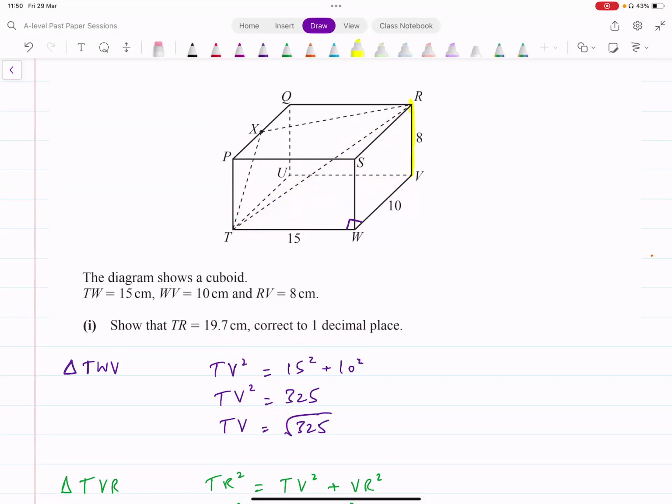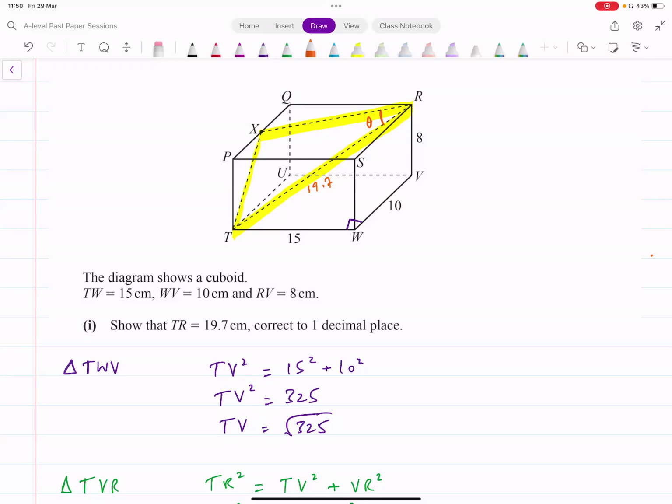Let's focus on this triangle now. TRX, this triangle. Now, in this triangle, what do we know? We need to find this angle. Let's call this angle theta. What information do we have? We know the length TR already, that's 19.7 from the first part. That's the length TR.